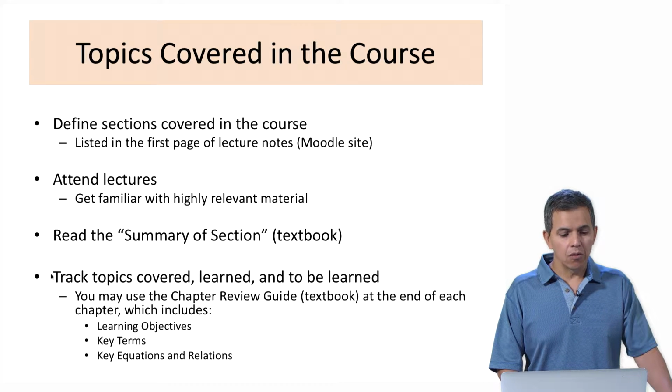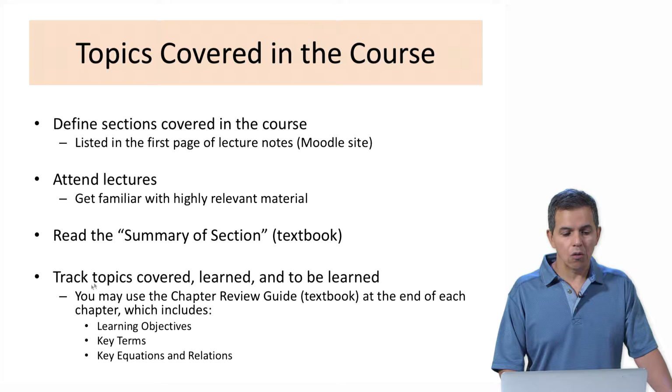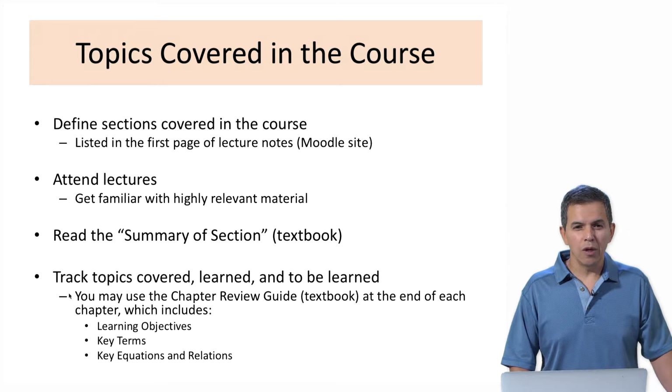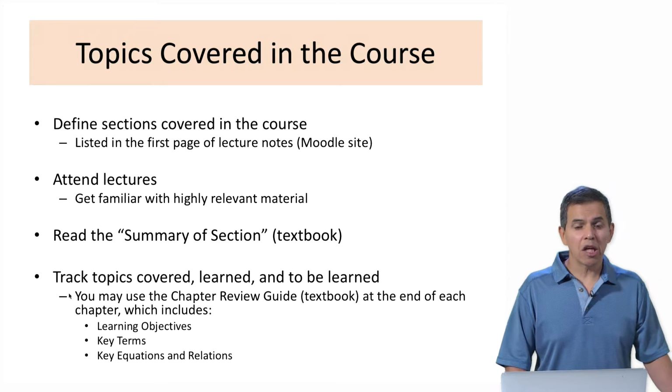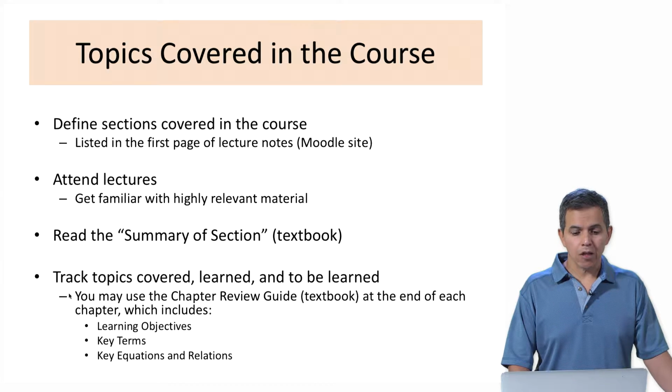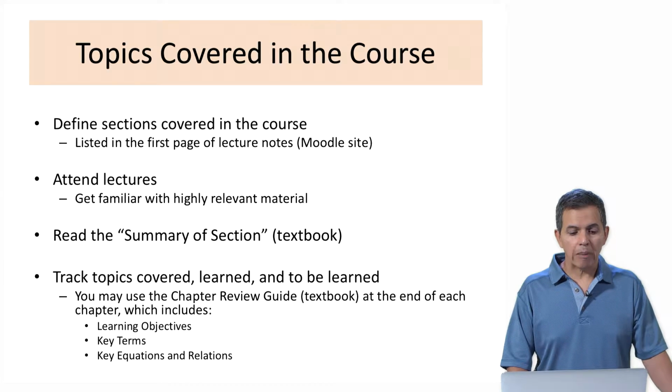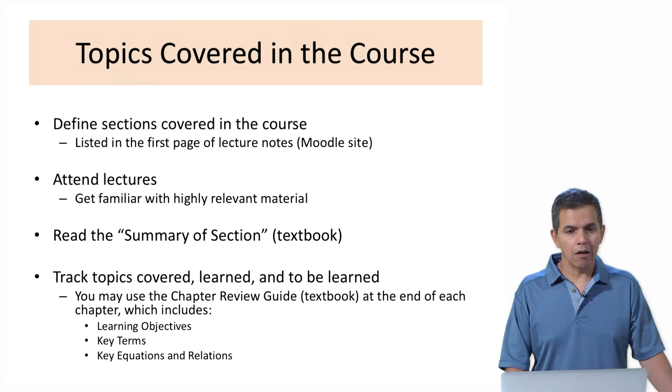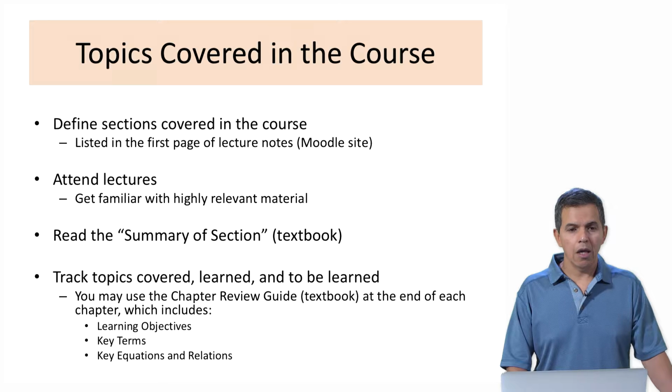Something that is important to do as well is to track the topics covered, learned, and to be learned in the course. And one way to do that is to use the chapter review guide in the textbook, which is found at the end of each chapter. This chapter review guide has 3 sections. One is a learning objectives section, key terms section, and key equations and relations section.